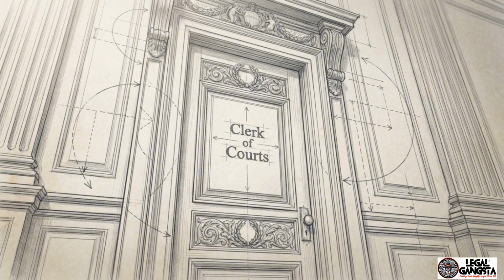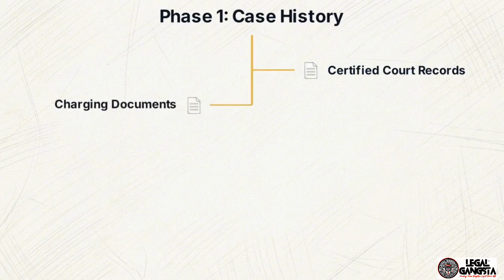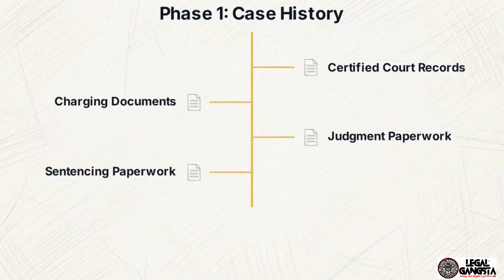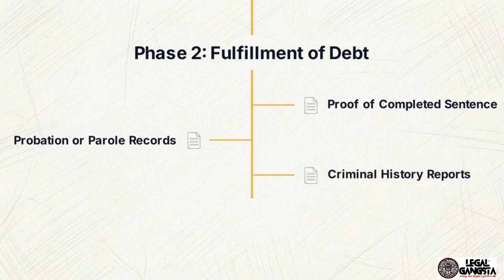This is easily the most time-consuming phase, as you have to source these files directly from courts and parole boards. The DOJ demands 4 specific historical documents detailing your original case: your certified court records, charging documents, judgment paperwork, and your sentencing paperwork. Next, you must prove you have completely fulfilled your debt to society. The checklist continues with proof of your completed sentence, probation or parole, and your criminal history reports.